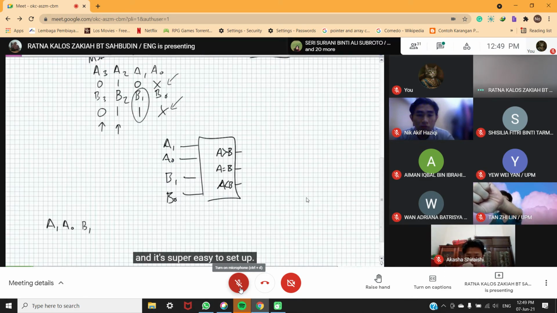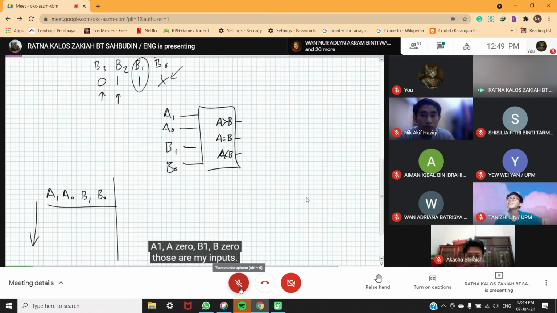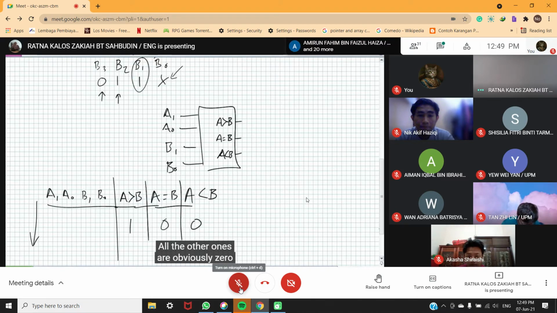A1, A0, B1, B0. Those are my inputs. Exhaust all possible combinations of inputs. What are my outputs? A is greater than B, A is equal to B, A is less than B. When A is greater than B, put a 1 there. All the other ones are obviously 0, because A can only be greater than B in that particular circumstance. If A is in fact equal to B, put a 1 there. If A is less than B, obviously put a 1 there. Basically, just exhaust all possible combinations of input.